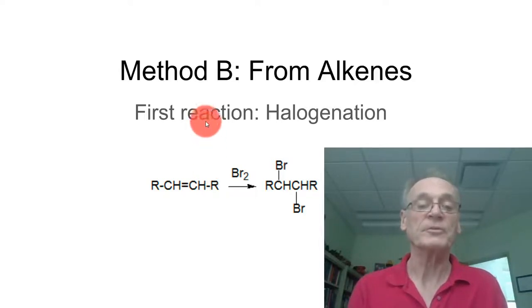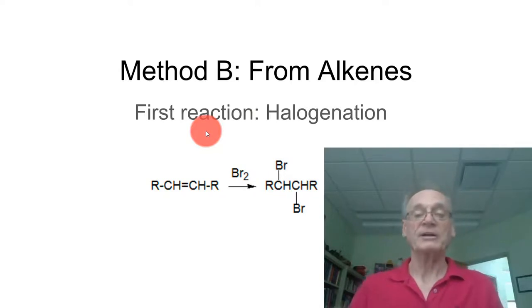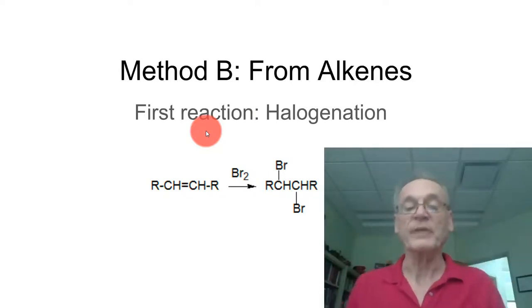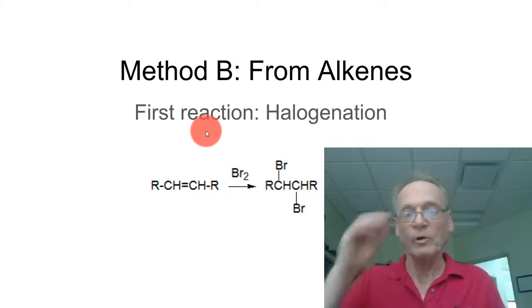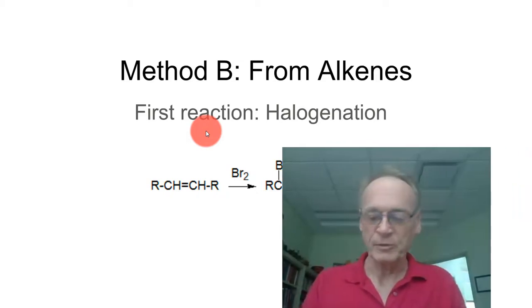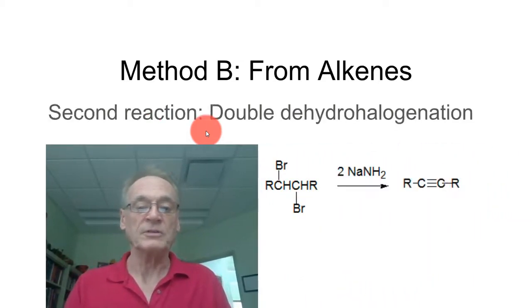First reaction, the first part of the whole sequence is adding bromine across the double bond. As I said, it's an anti-addition. You're very familiar with that reaction. You know the mechanism of it, although we won't go into it now because we covered all that in a previous chapter. But let's go and look at the second reaction.